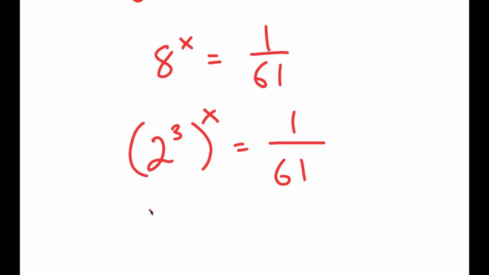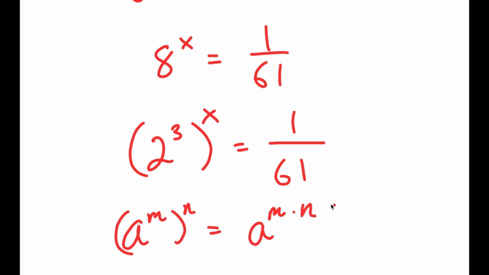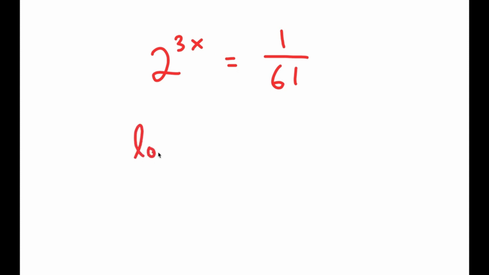And if I have something in the form a to the power of m to the power of n, this is equal to a to the power of m times n. So I get 2 to the power of 3x is equal to 1 over 61. Now, how am I going to simplify this even more? Well, we can't do this with normal algebra, but what we can use is logarithms. So, I'm going to take the log on both sides.